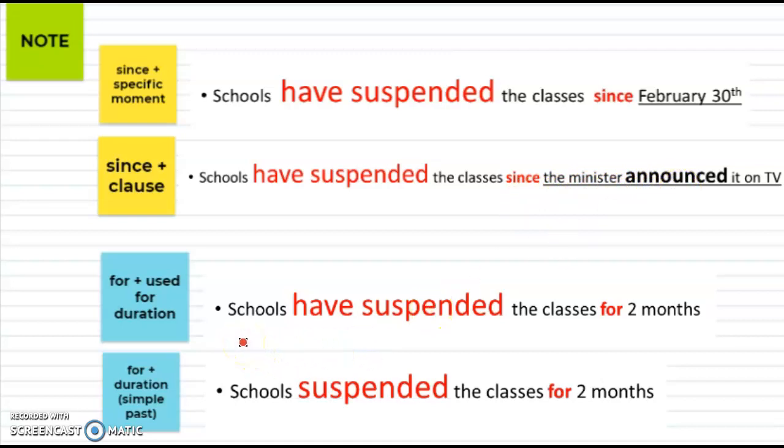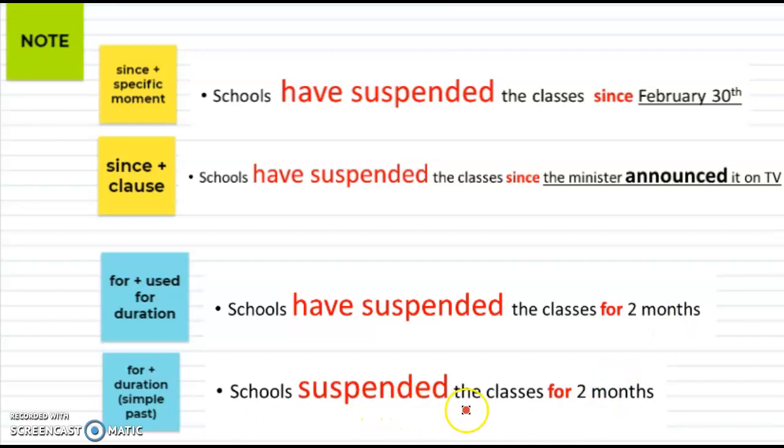Also note that for is used for the durations. As the previous example, schools have suspended the classes for 2 months. But also for is used with the simple past. The difference between these two examples is that for with a present perfect, schools have suspended the classes for 2 months, means 2 months until this moment. And this is one case for the present perfect.